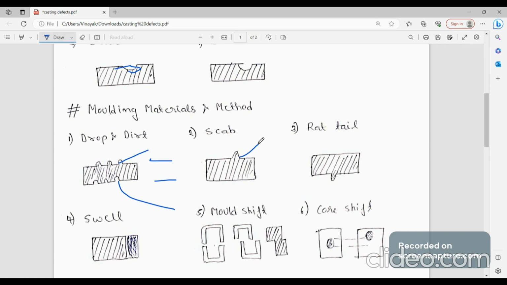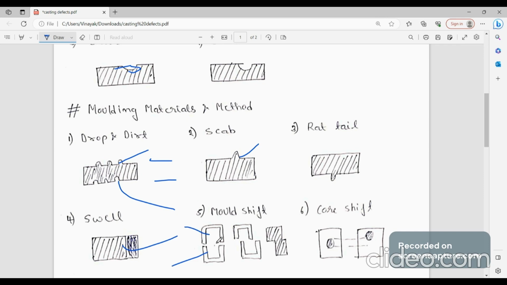Next one is swell. From the word itself, we can tell that swell means the casting is formed larger than the size we want. This is due to the lack of strength and hardness of the mold. The liquid metal applies pressure on the sand, and the size of the casting increases. This is known as swell. And the next one is mold shift. So this is called a cope and this is called a drag.